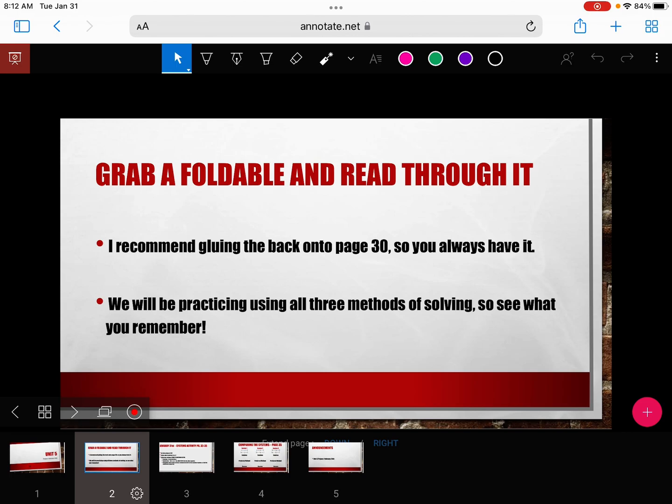Because what we're going to be doing is we're going to be using pages 33 through 35. You are going to fill in one of those pages, and you're going to have friends who fill in the other one so that we can have a discussion. You are going to solve 3 systems today. Period.